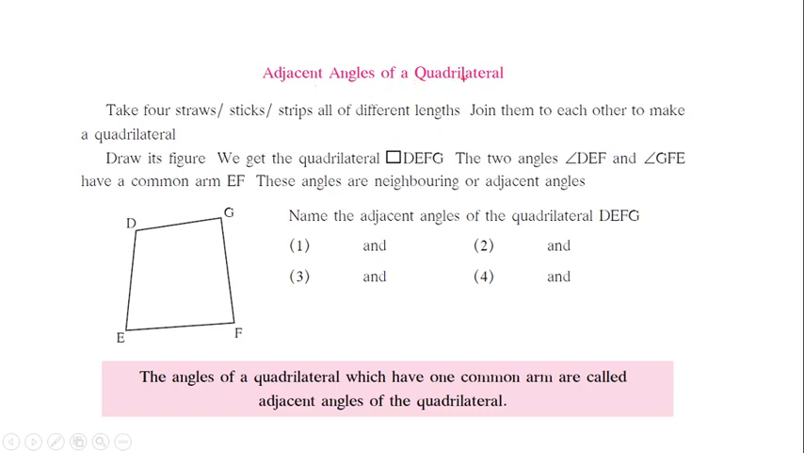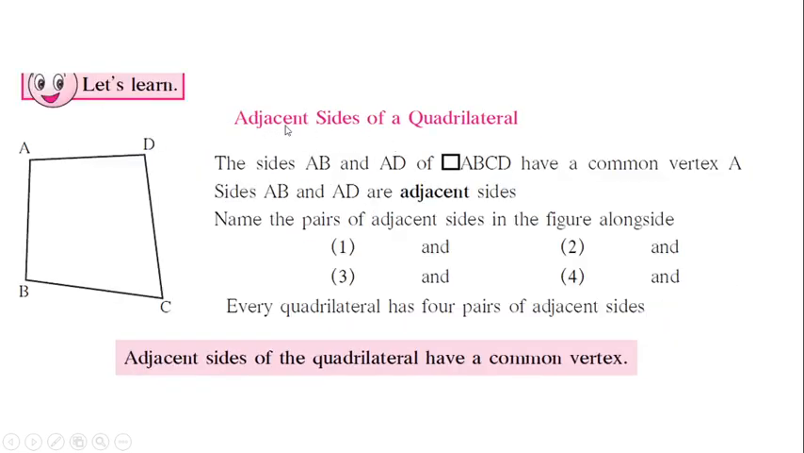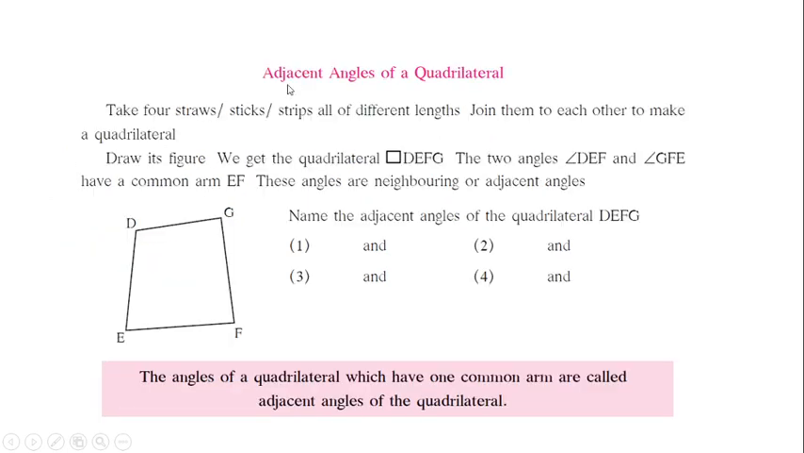Adjacent angles of quadrilateral. Same like adjacent sides, there are adjacent angles. Now, adjacent sides, let's go back. Adjacent sides of a quadrilateral, these are the two adjacent sides, had a common vertex. Now what about adjacent angles? Adjacent angles are this angle and this angle. So who is common between them?